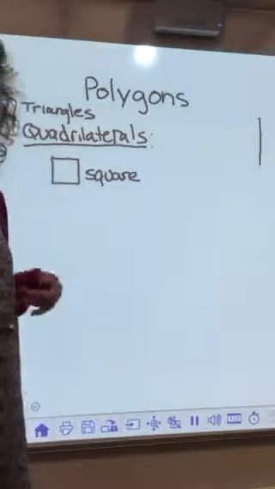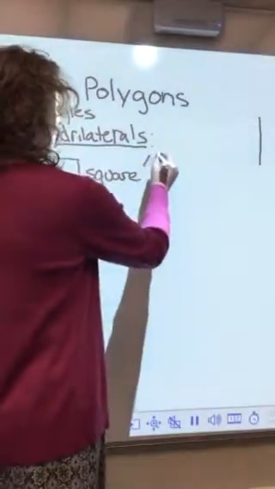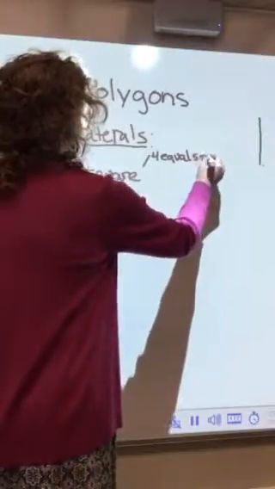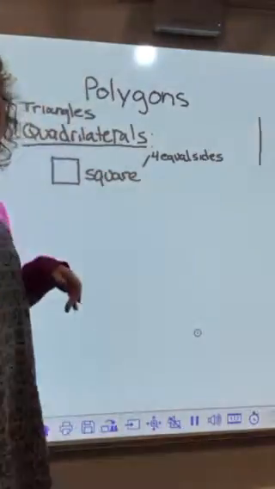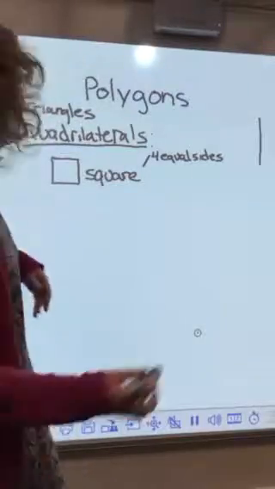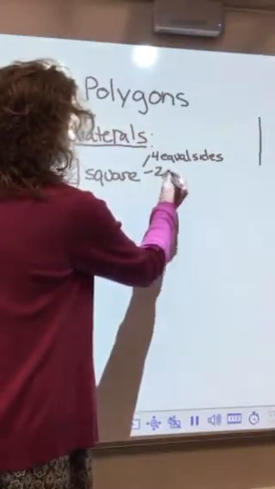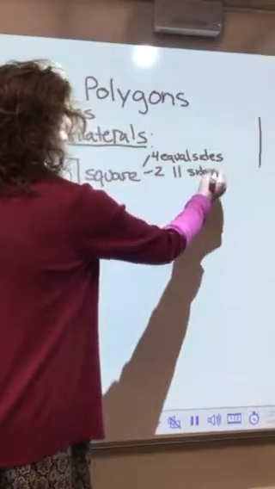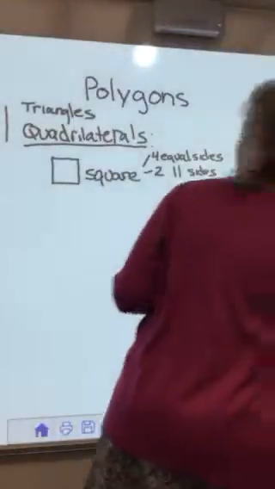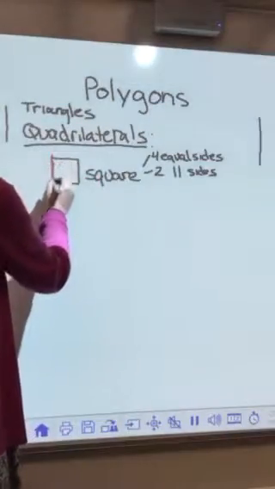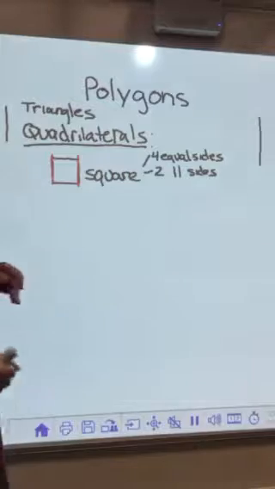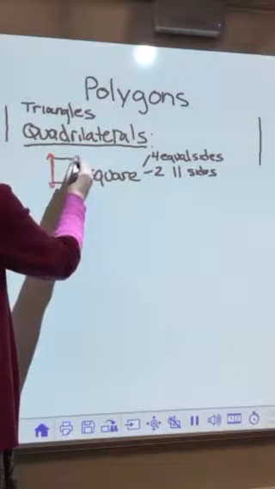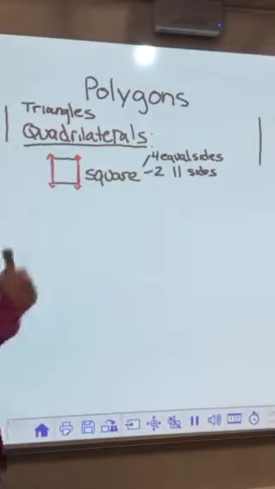And remember, when you talked about squares before, you talked about 4 equal sides. And that is one part of a square's definition. It does have 4 equal sides. It also has 2 sets of parallel sides. Remember what I mean by parallel. It goes on and on forever without touching. That's one set of parallel sides. See how it's a set of parallel sides?